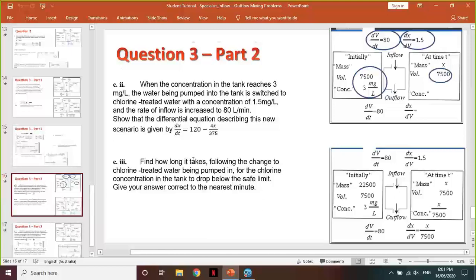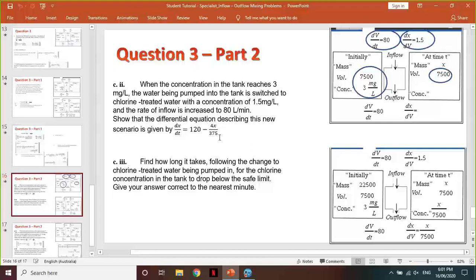So something happens after the concentration reaches 3 milligrams per litre. Once the concentration reaches 3 milligrams per litre, the water being pumped into the tank is now switched to chlorine-treated water with a concentration of 1.5 milligrams per litre. And the rate of inflow is increased to 80 litres per minute. So now things have changed, and we'd like to show that the differential equation describing this system is given by (120 minus 4x) over 375.